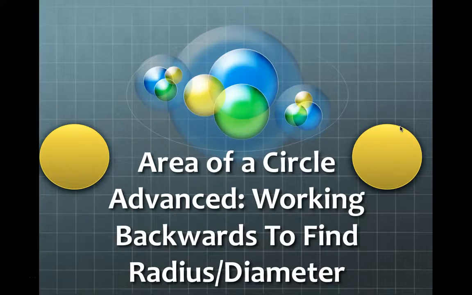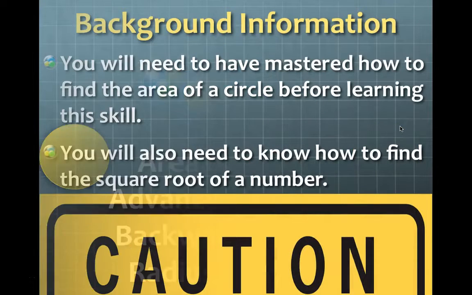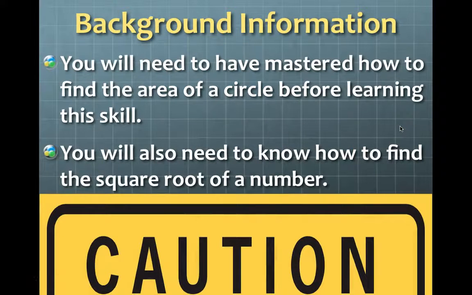Hi there, we're back again today, and today we're going to talk about how to find the area of a circle, but it's a little more advanced than that. We're going to work backwards to find the radius and the diameter. But first, the background information.